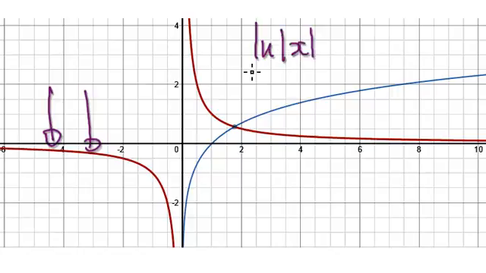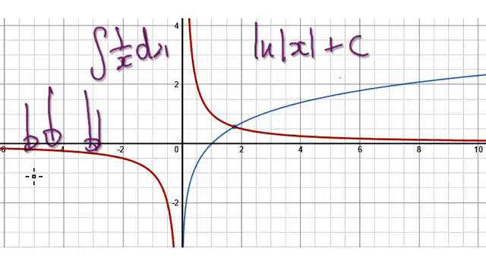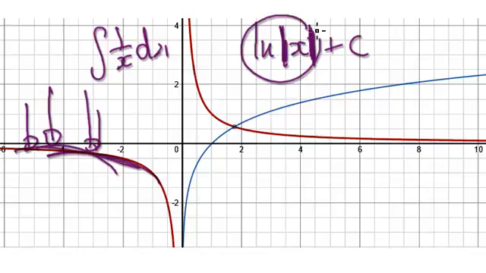absolute value of x, and then that will take care of the negative side, and then plus c. So to integrate 1 over x, you need to take care of this negative side, and the way you do that is to stick the absolute value of x in here. So when you differentiate this, it will then give you both sides.